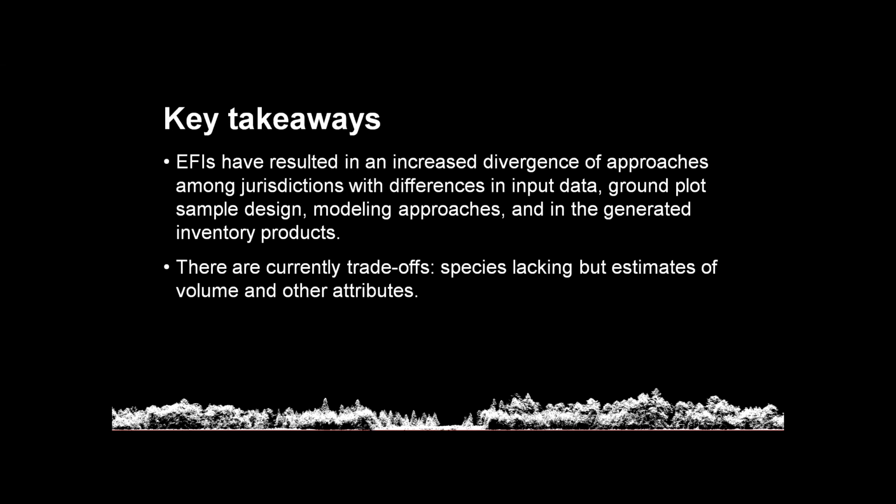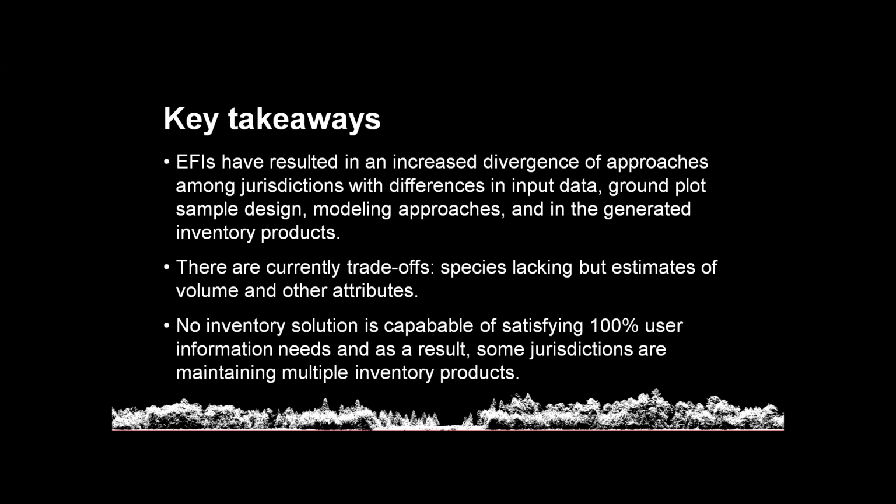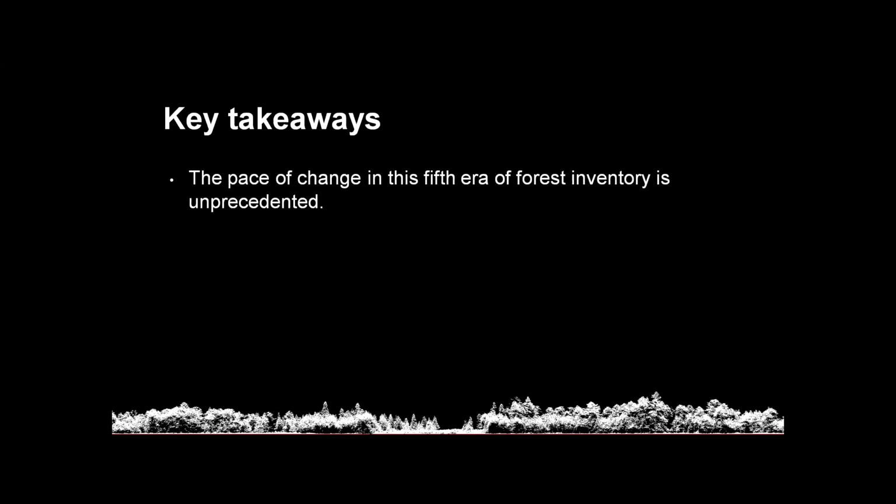There are currently trade-offs with the EFI. We're lacking species, but we have estimates of other attributes that we typically may not have in our strategic level inventories. And we're sort of in a place right now where there's no inventory solution that's capable of satisfying 100% of what our user information needs are. And as a result, some jurisdictions are maintaining multiple inventory products. So this is a transition period, and the transition period is going to be painful in some cases.